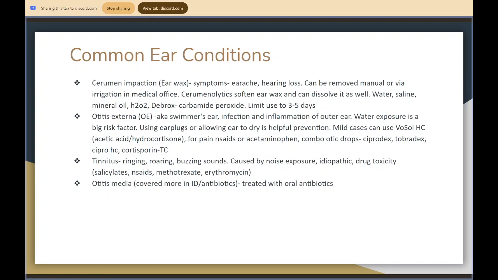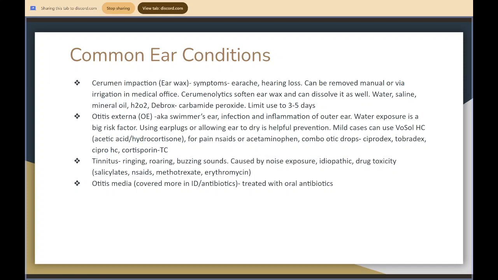So, common ear conditions, we have cerumen impaction, also known as too much earwax. Symptoms can be earache, hearing loss, and this can be removed manually using probes or via irrigation in the medical office. I have had this procedure of irrigation in the medical office as a child, and I do not have fond memories, but I do remember feeling much better afterwards.